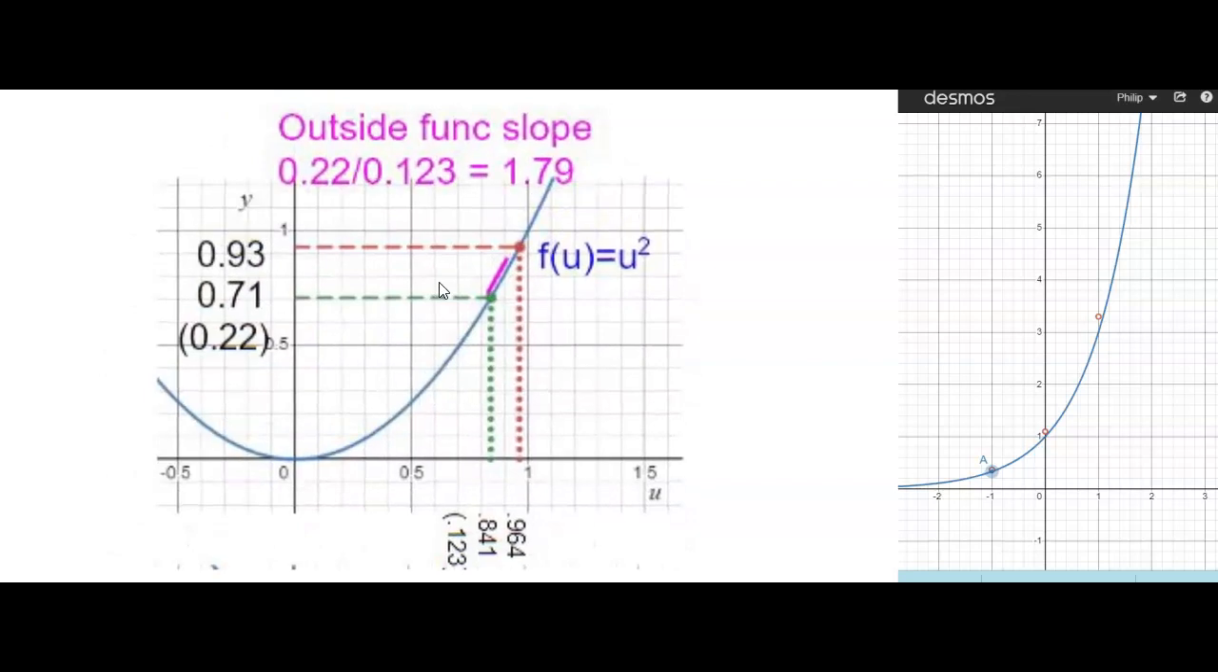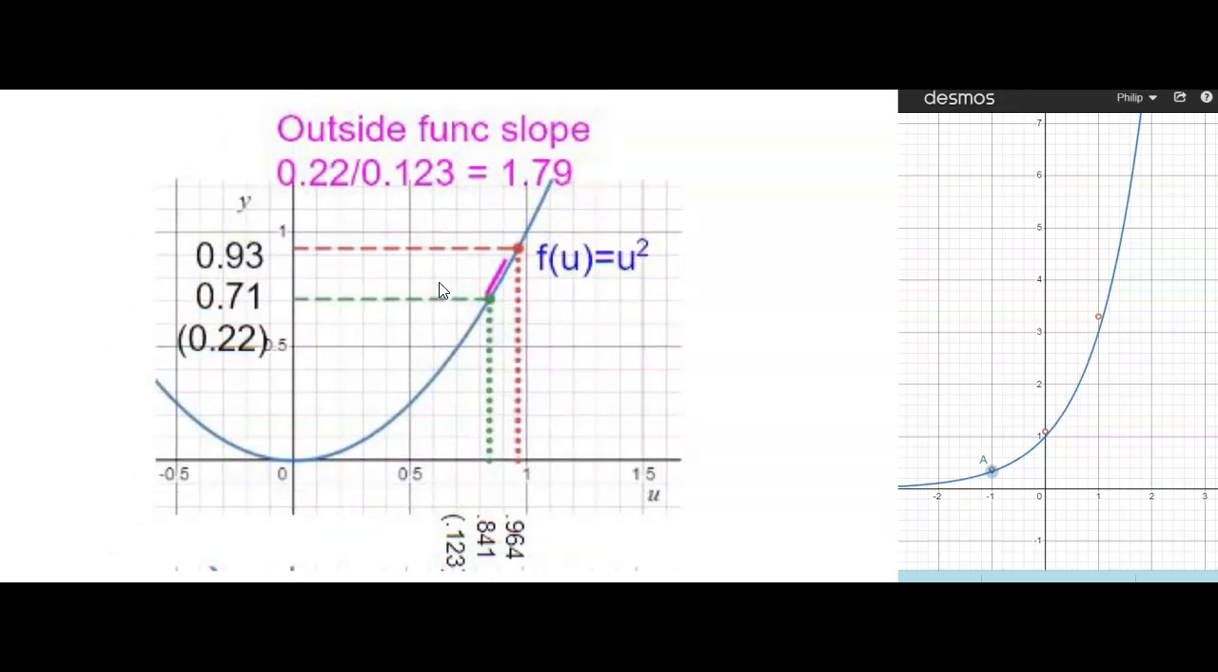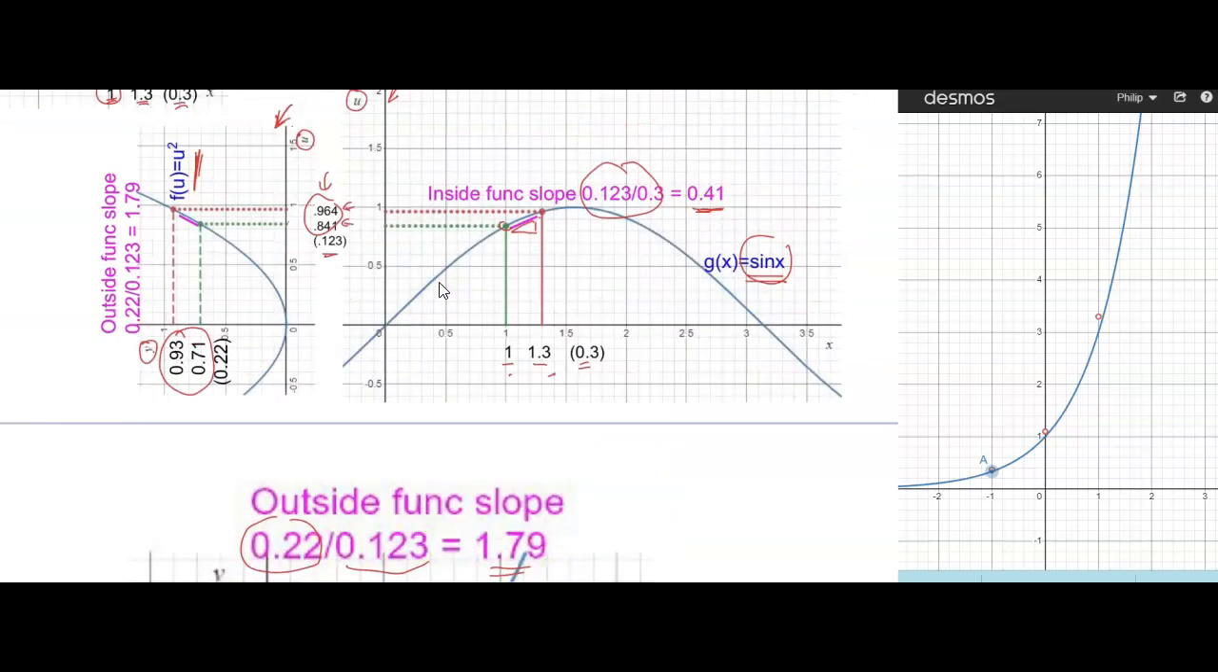And so you can see that when I do this process, I get two values for y, and I can subtract them to find out what goes in the top of the slope ratio, and then the 0.123 from the u-axis gets put in the bottom, and when I divide those, I get a slope of 1.79.